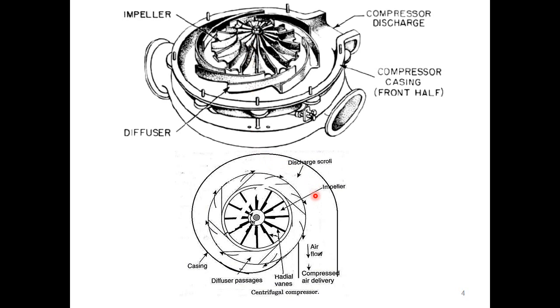The casing of the compressor is an important part of the centrifugal compressor which surrounds the impeller. Now the casing of the compressor has a volute shape, that is of increasing cross-sectional area towards the exit.